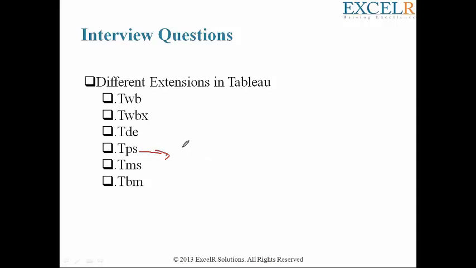TPS is your preference file, which is useful if you want to create new color codes. Let's say your organization follows a certain branding. You can create a TPS file for it, so that you do not have to create those new color codings every time. TMS is Tableau Map Sources. Tableau has certain maps built in, but if you want more maps, you can go for it.